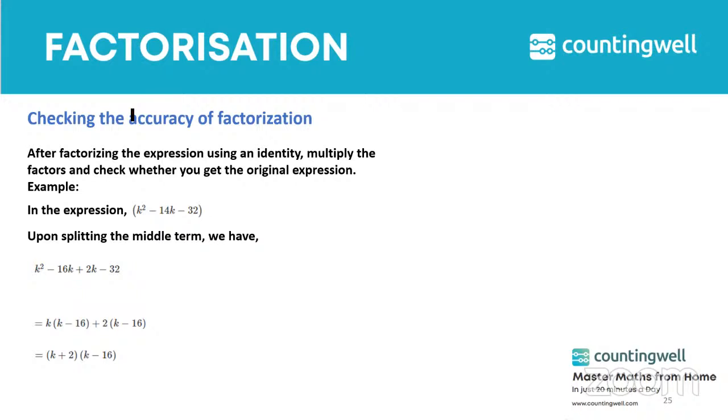Let us see how to check the accuracy of factorization. After factorization, you have to multiply the factors and check whether you get the original expression. For example, let us factorize this. How will you do? You will split the middle term, which is minus 14k, such that once you split, you can regroup them and find out the common factors by regrouping them into pairs of two terms.